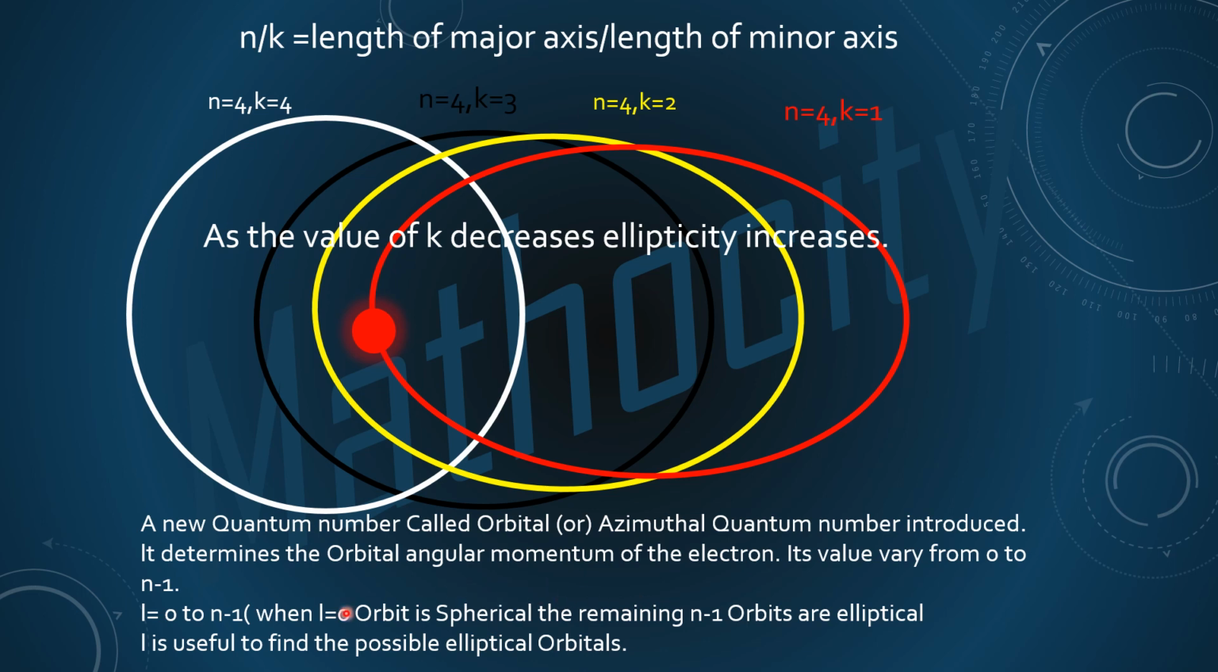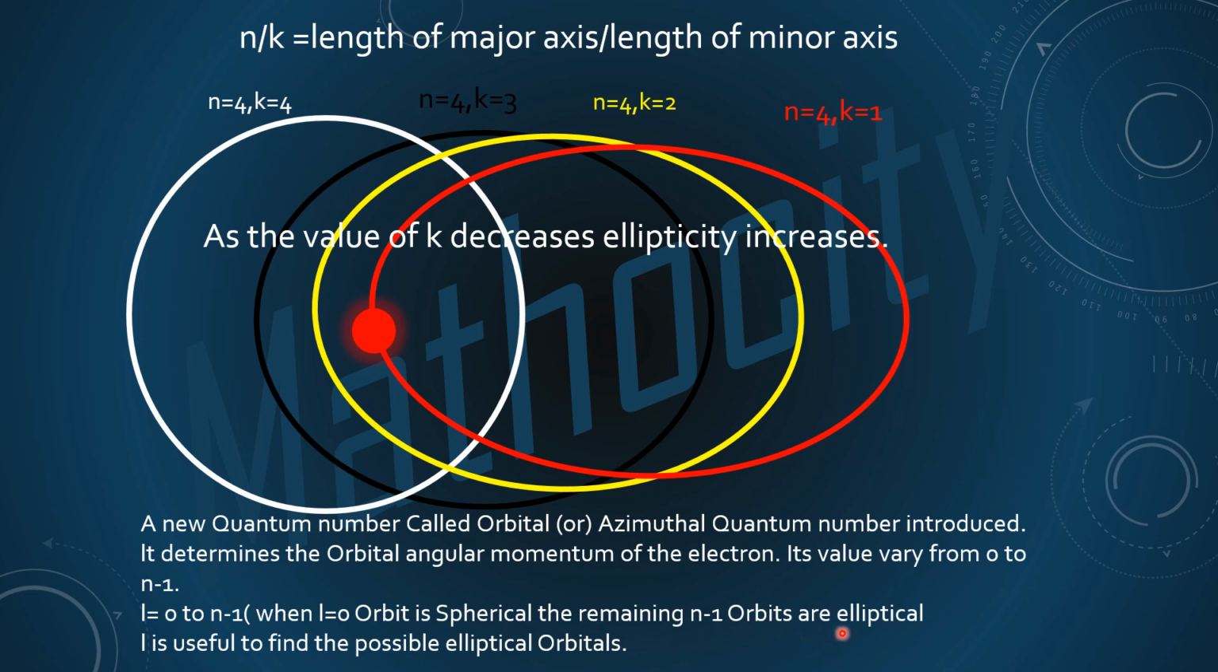Let us consider l is equal to 0. l is equal to 0 always indicates the orbit is spherical in shape, not elliptical. Next, the possible elliptical orbits are n minus 1. When l is equal to 0, the orbit is spherical. The remaining n minus 1 orbits are elliptical.